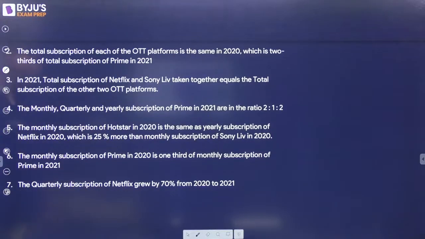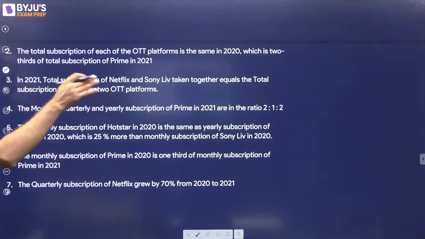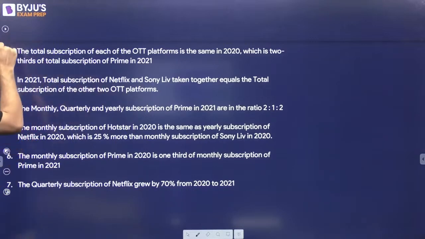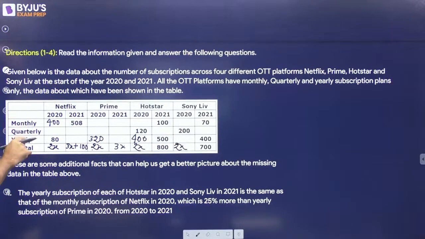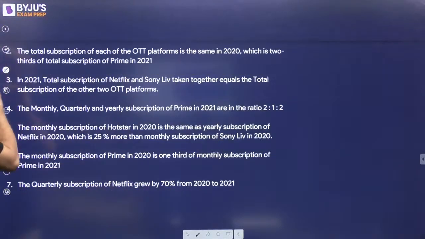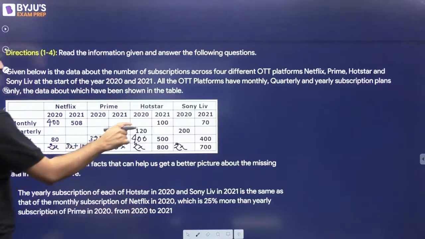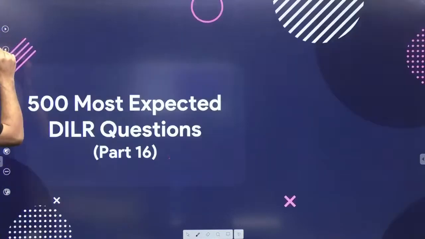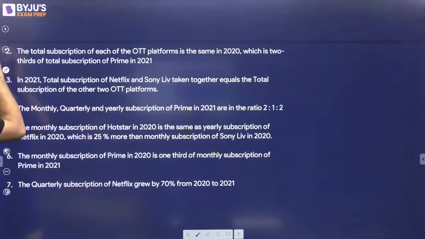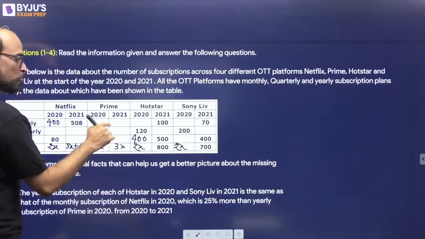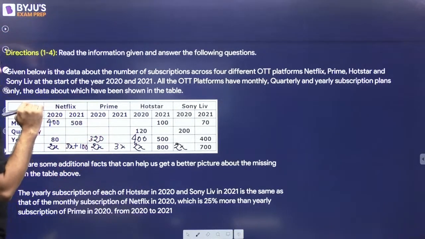Next, the monthly, quarterly and yearly subscription of Prime in 2021 is in the ratio 2:1:2. So for Prime in 2021, monthly, quarterly, yearly, it is in the ratio 2:1:2, right?